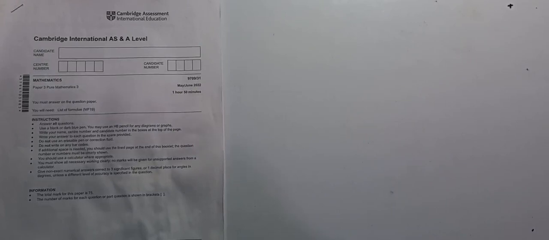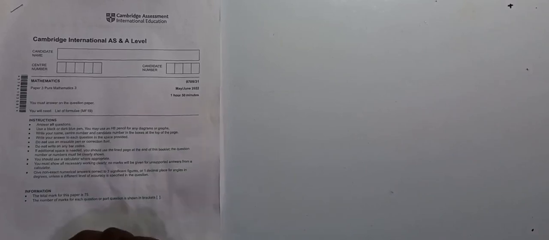Today we're going to look at revision of a Cambridge International AS and A level pure mathematics paper 3 for May June 2022, which was 1 hour 50 minutes long. So we're going to solve this paper. For number one, we're given a problem.